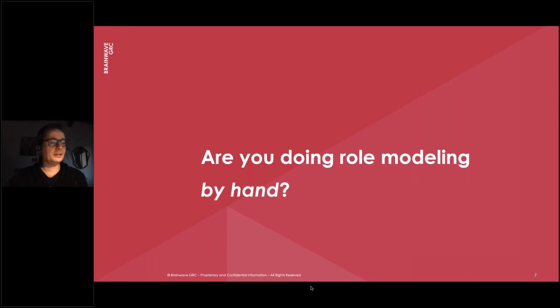So, can we do role modeling by hand? And by hand, I mean encompassing the whole full list of users who have access to different IT assets, then considering the full list of assets themselves, application assets, infrastructure assets, data assets, and trying to do the grouping of permissions per user population.